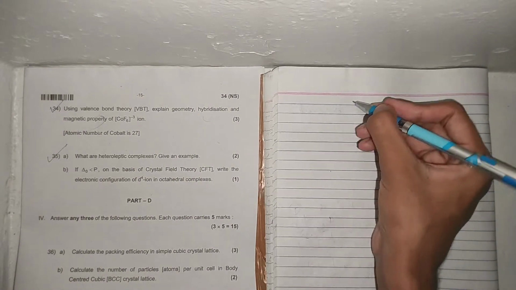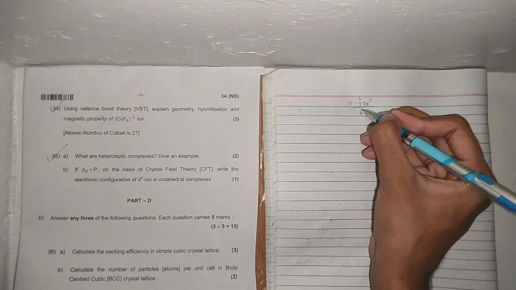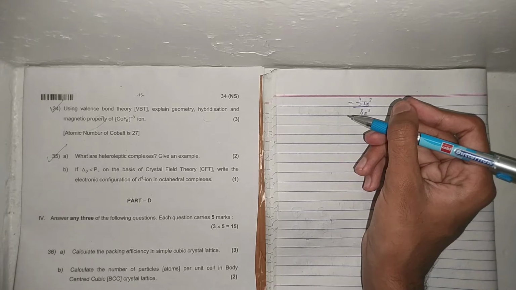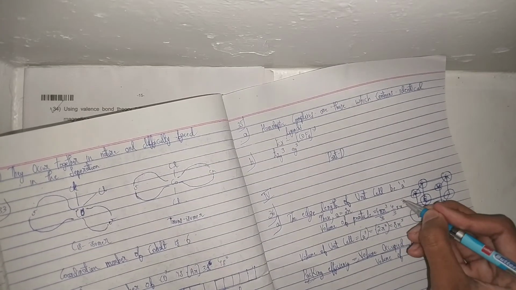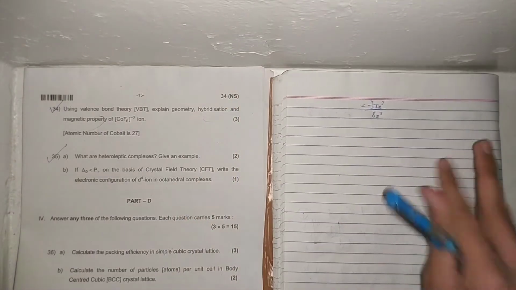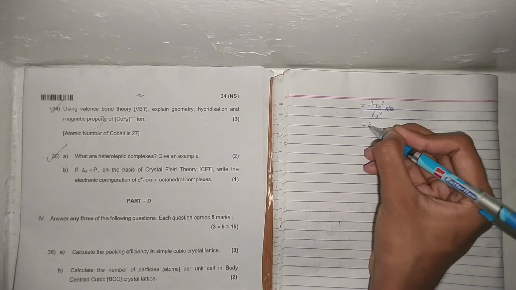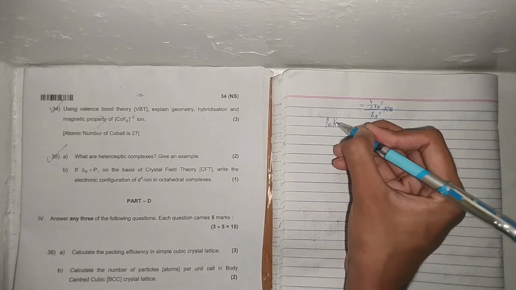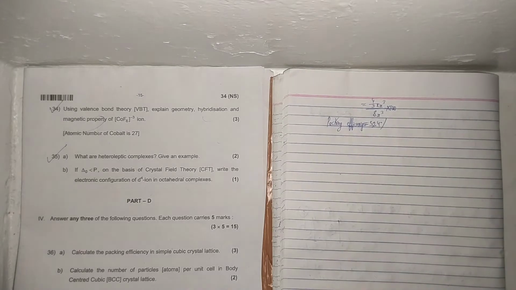So therefore it is equal to 4 by 3 pi r cube divided by 8 r cube, which is the volume of the unit cell. Here we got 4 by 3 pi r cube. Multiplying by 100 as we have to find the percentage, the packing efficiency is equal to 52.4%.